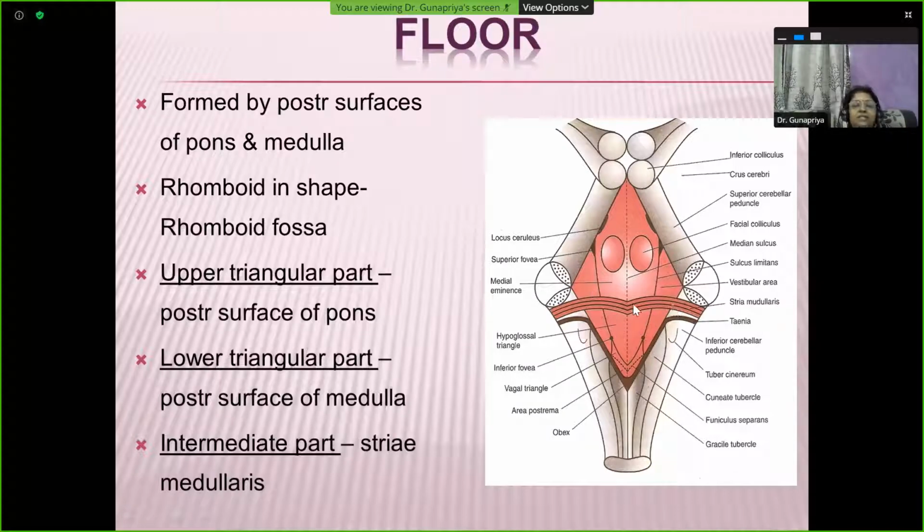So this obviously has an upper triangular part and a lower triangular part because it is formed by the posterior surfaces of the pons above and medulla oblongata below. That's why this rhomboid-shaped fossa has an upper triangular part and a lower triangular part. The upper triangular part is formed by the posterior surface of the pons. The lower triangular part is formed by the posterior surface of the medulla. In the middle, you have the stria medullaris, fibers of stria medullaris. So this is just the starting about the floor of the fourth ventricle.